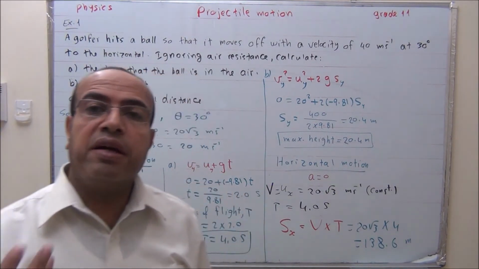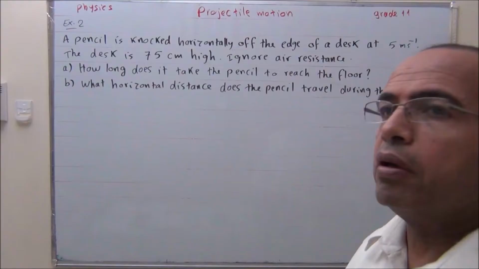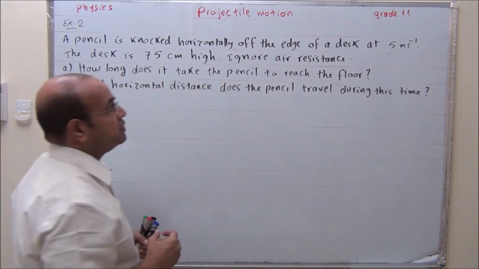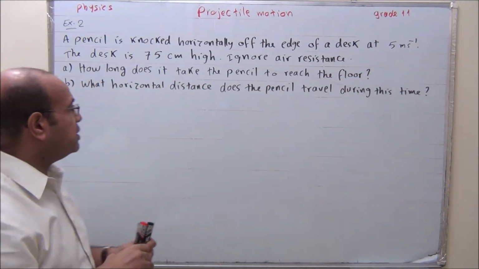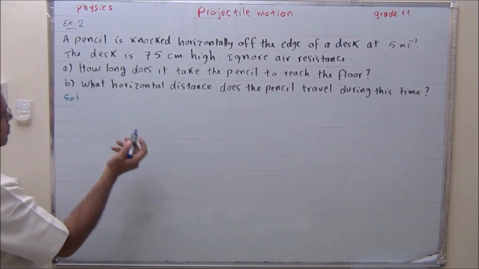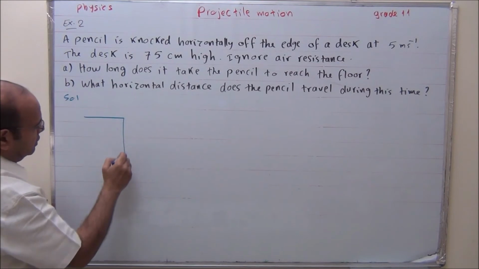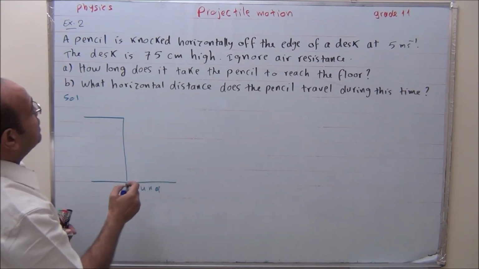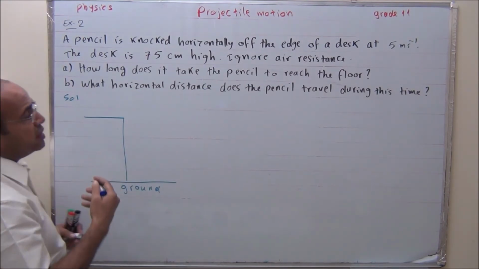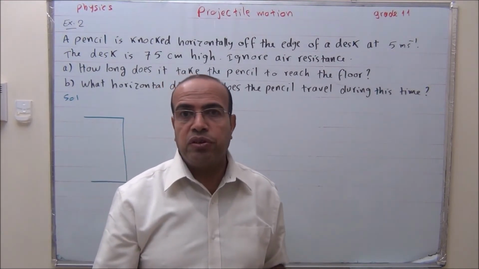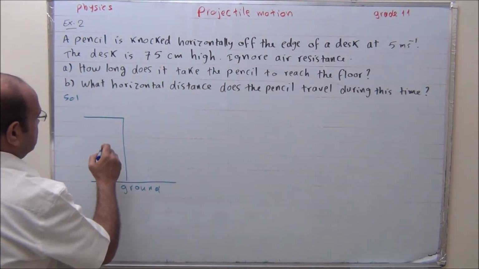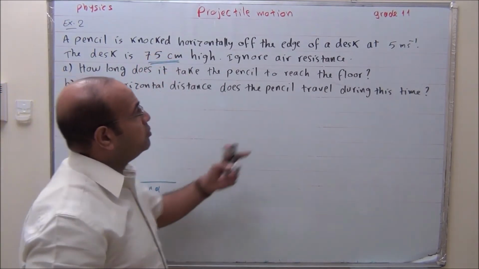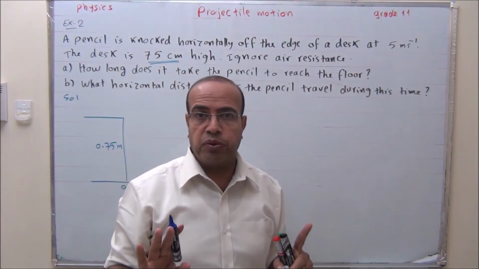Now we study another example about the projectile. Let us see this example. A pencil is knocked horizontally off the edge of a desk at 5 meters per second. So we draw this figure. This is the desk and this is the ground. The desk is 75 centimeters high, so we have to change to meter, divide by 100. So the distance is 0.75 meter. We change centimeter to meter because we talk about meter per second. Unit is very important in physics.